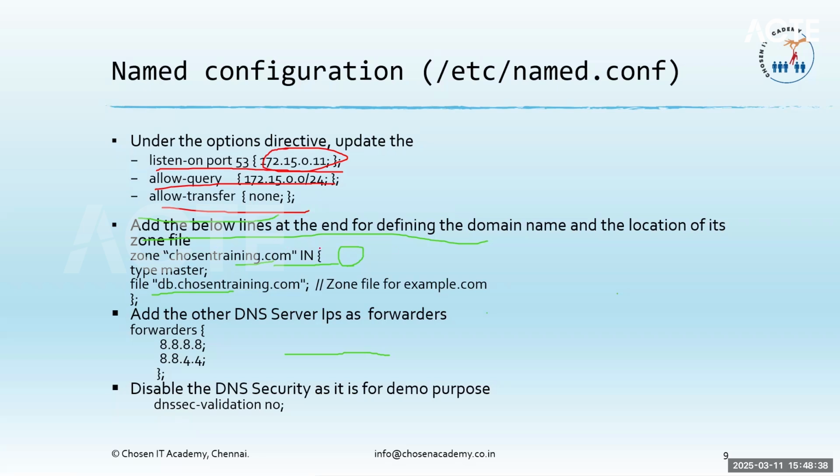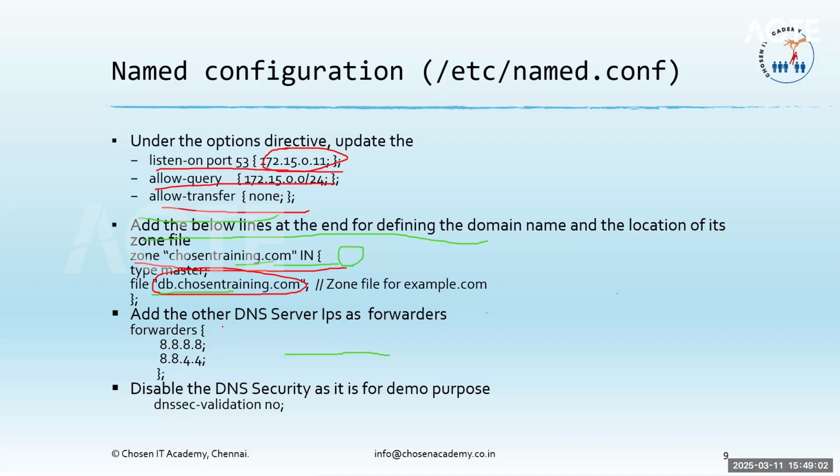Coming to defining the zone, there's a zone directive that we'll have to give here, with zone type master and zone file. The zone file is db.chosentraining.com. This is the name of the file we've taken, and we'll have to specify it at the end. I'll show this file in a moment.